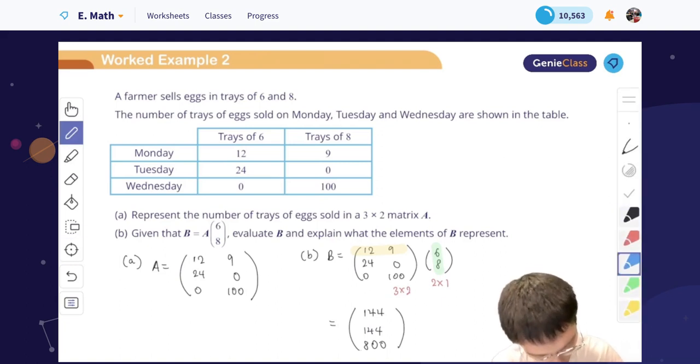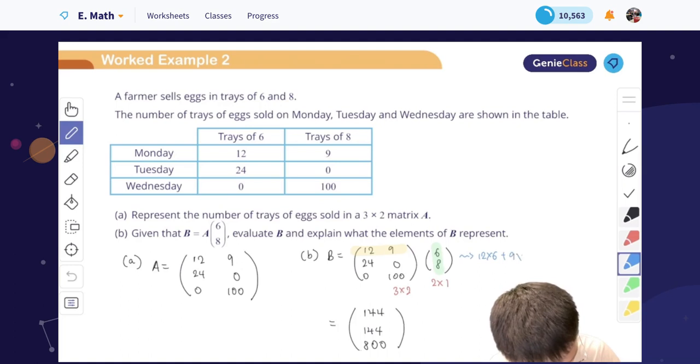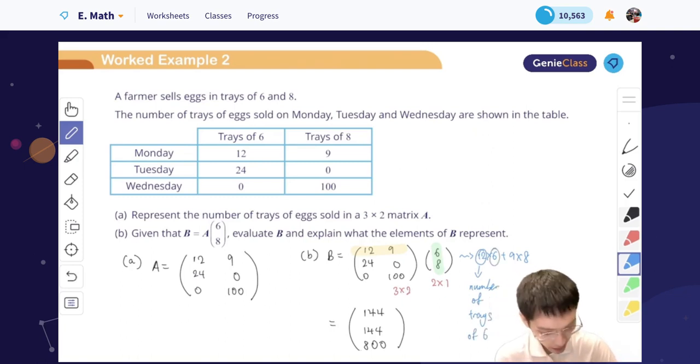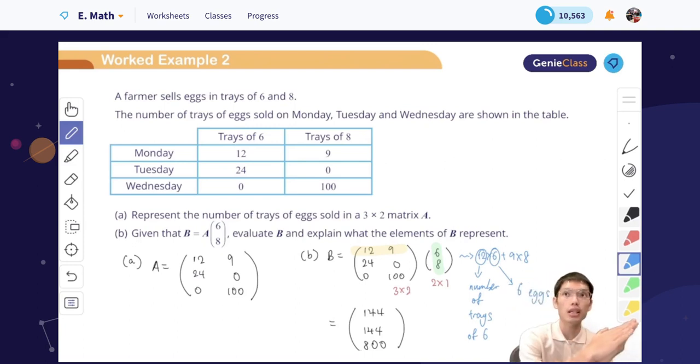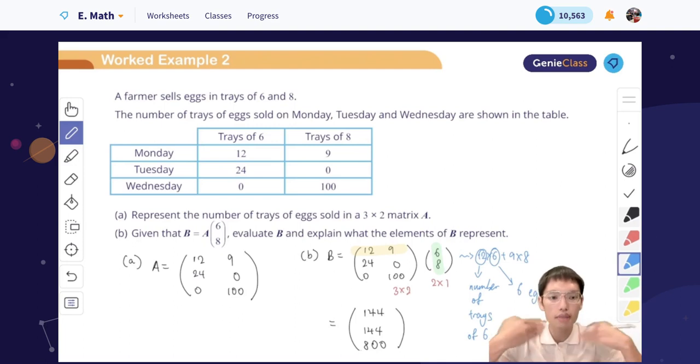So in this case over here, 12 times 6, 9 times 8. What does it mean? This is 12. There are 12 trays of 6. So there are 12 trays, and this one represents what? 6. Where does 6 come from? There are 6 eggs. So 12 trays of 6. 12 times 6, total eggs is 72. So something like that.